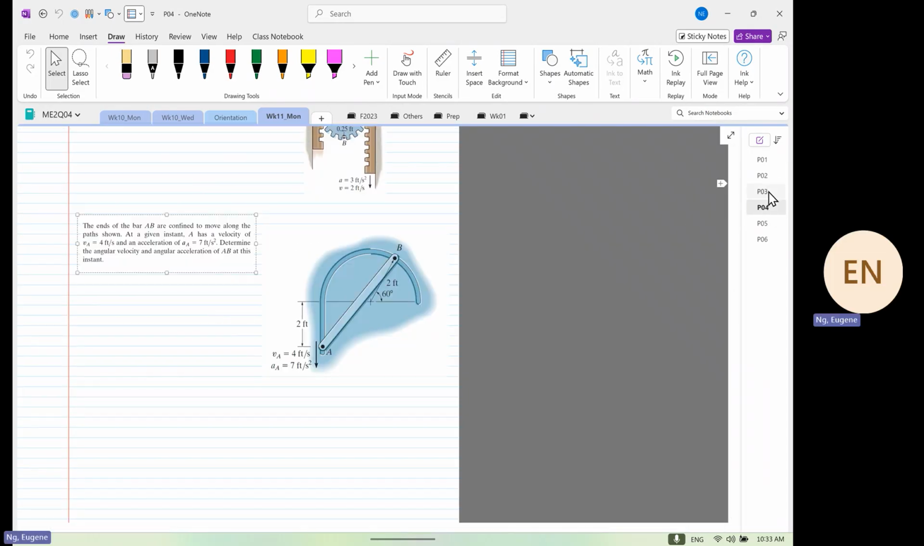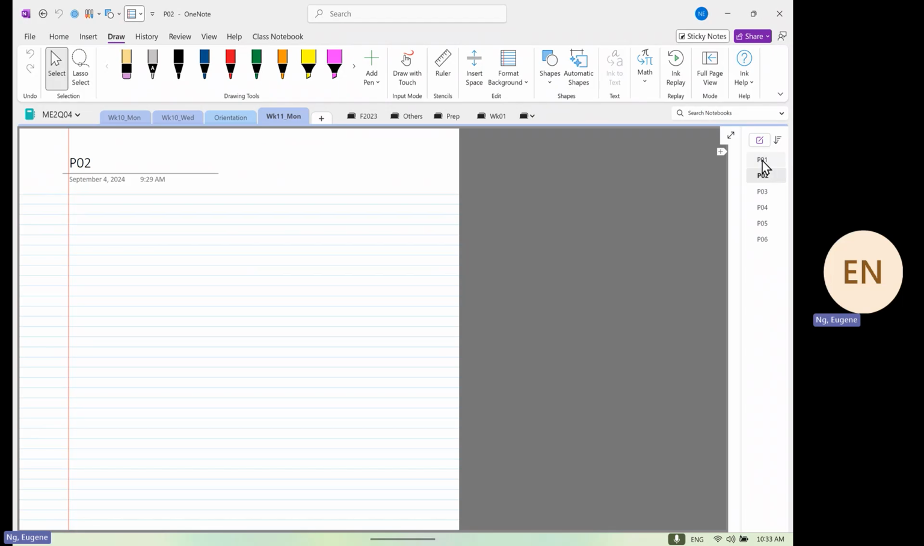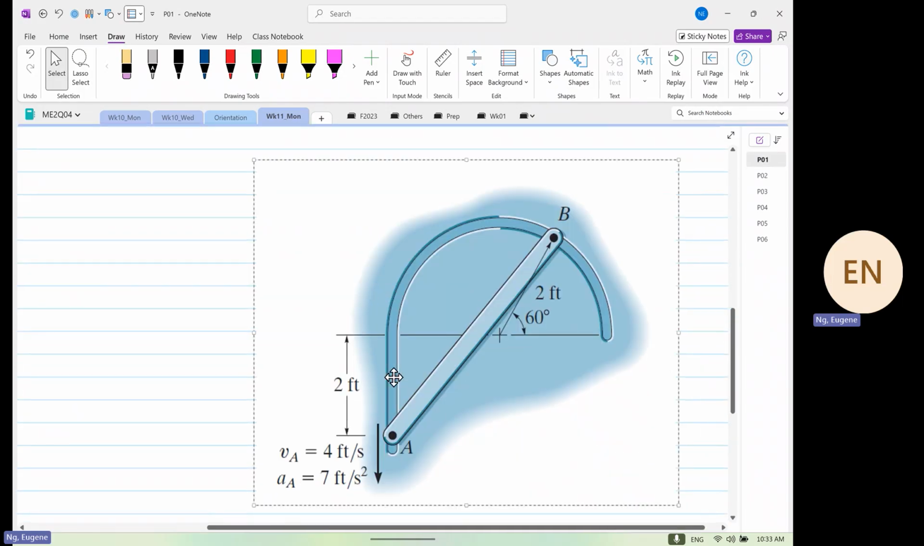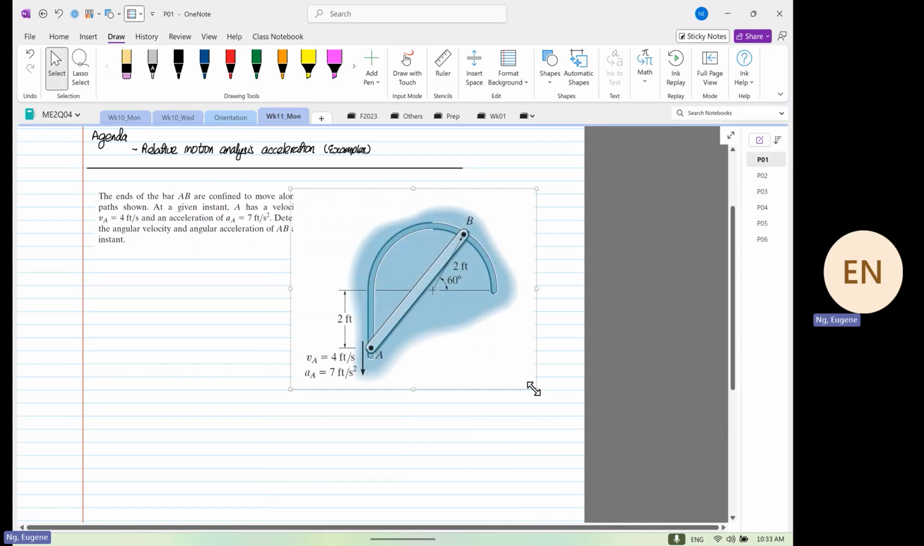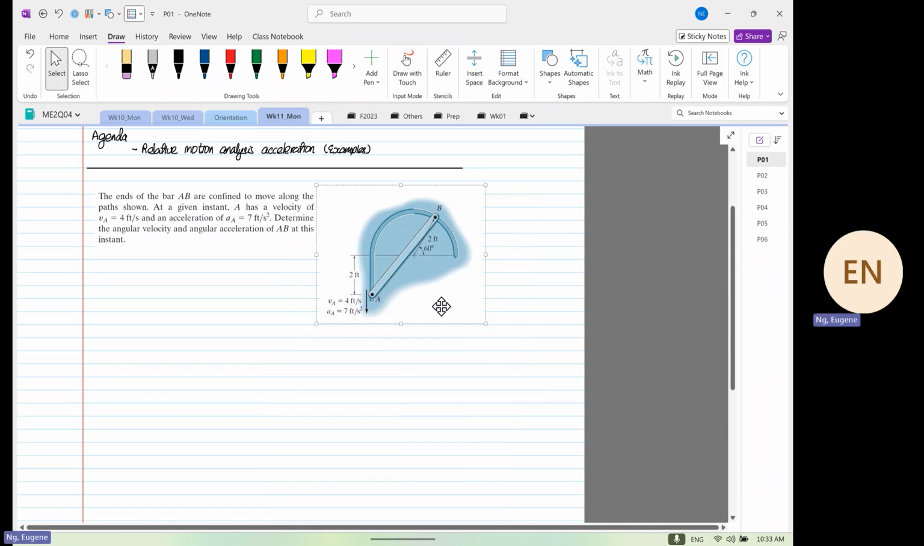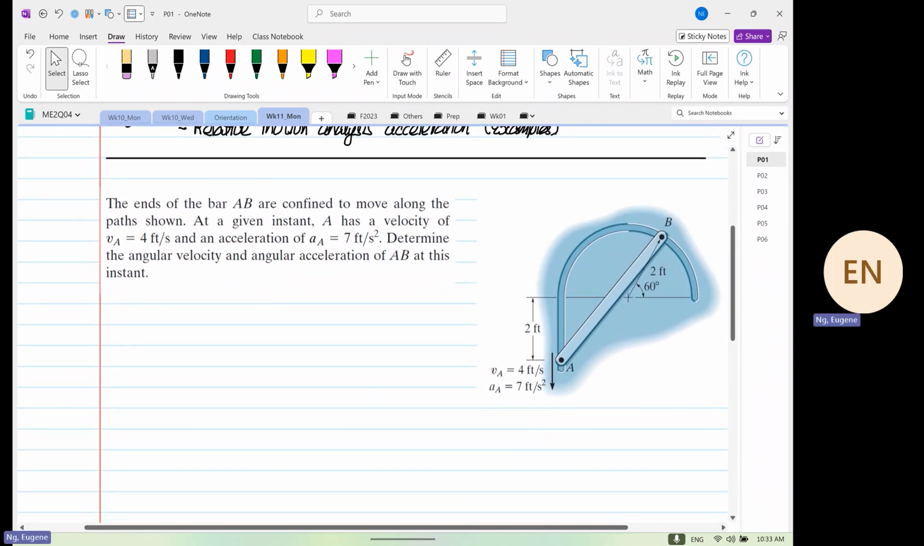I like this question because it tests your understanding of the concept, okay? Right. So I posted this on Avenue to Learn. You should have this question. Okay, so this is our example number 1.